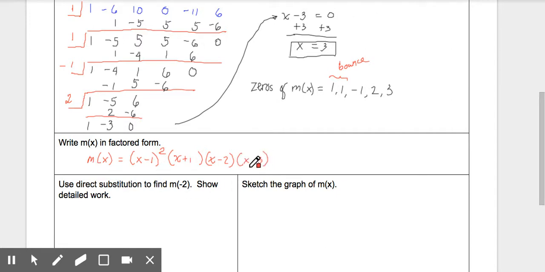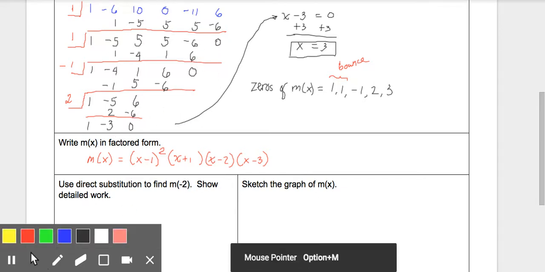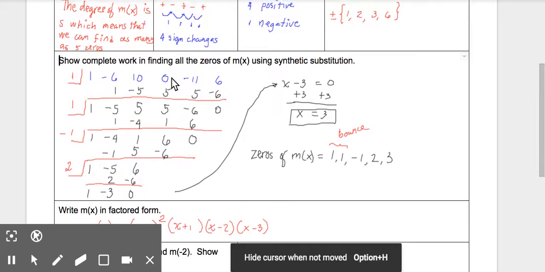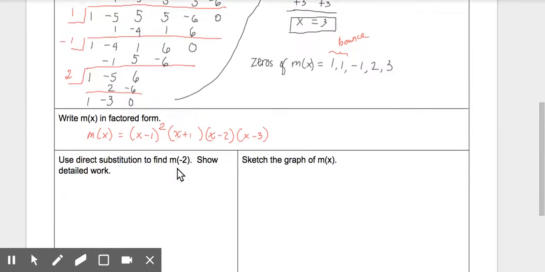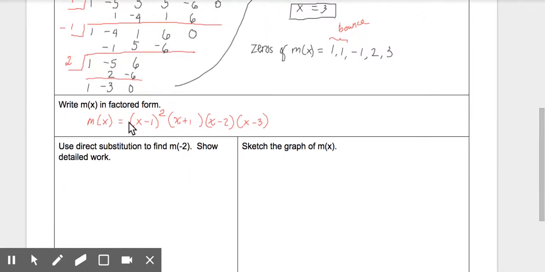So this is m of x in factored form. Now the leading coefficient is 1. If we go back, since the leading coefficient of m of x is 1, that is the value of a here. This is also 1.